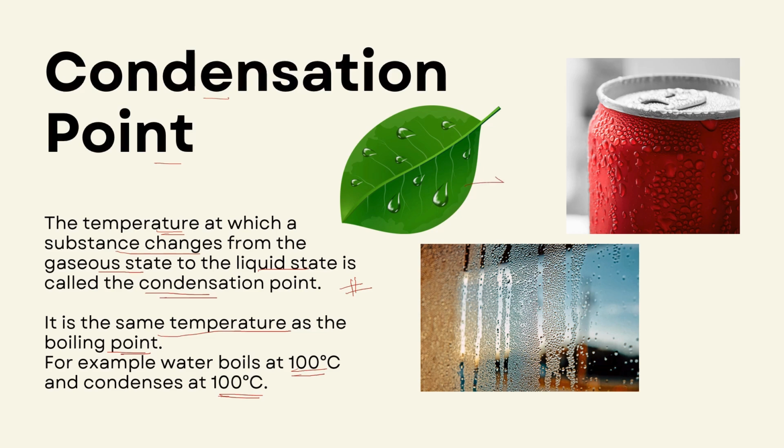For example, on a leaf on a summer day, you can see the leaf having water droplets on it. Similarly, you can see little tiny droplets of water on windows or soda cans. On soda cans, you can see these dew formations when you take it out from the refrigerator and keep it at room temperature.